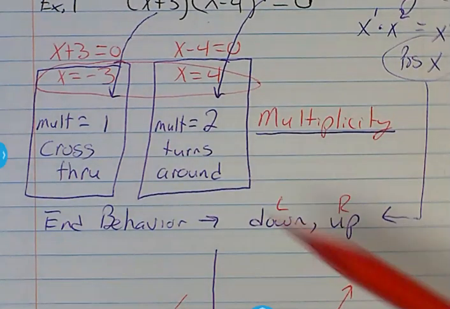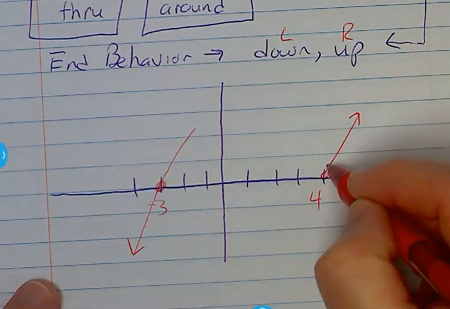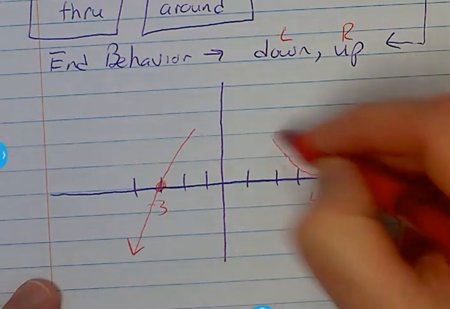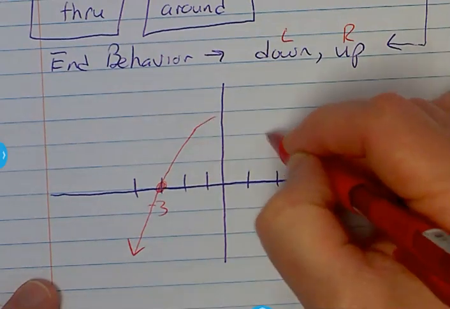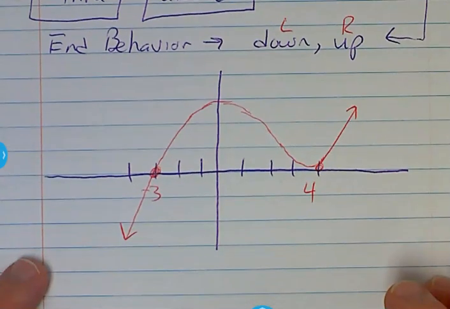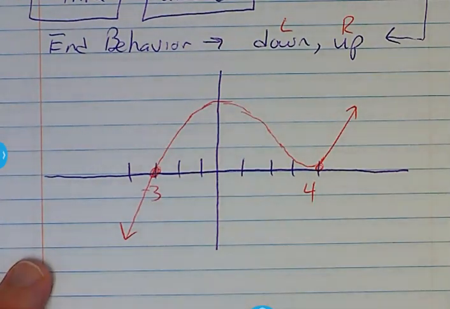Okay, at +4, it says it turns around. So on +4, when we're coming from this direction, once we get here, we're going to turn around because we can't cross through. We're going to turn around and head back this way. And then eventually, somewhere back over here, these two things are going to meet up, and that's going to be what we're looking for.